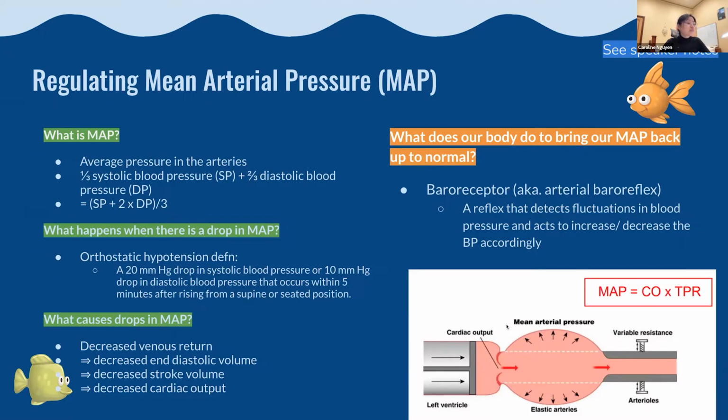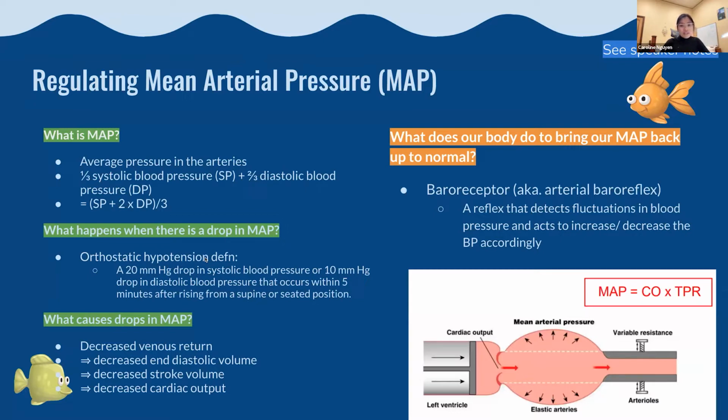What happens when there is a drop in mean arterial pressure? When there's a drop in pressure, we can observe something called orthostatic hypotension. So ortho, stasis, standing, hypo, low, tension. That means when someone stands up, there's going to be a significant drop in their systolic blood pressure or diastolic pressure. What causes drops in mean arterial pressure?